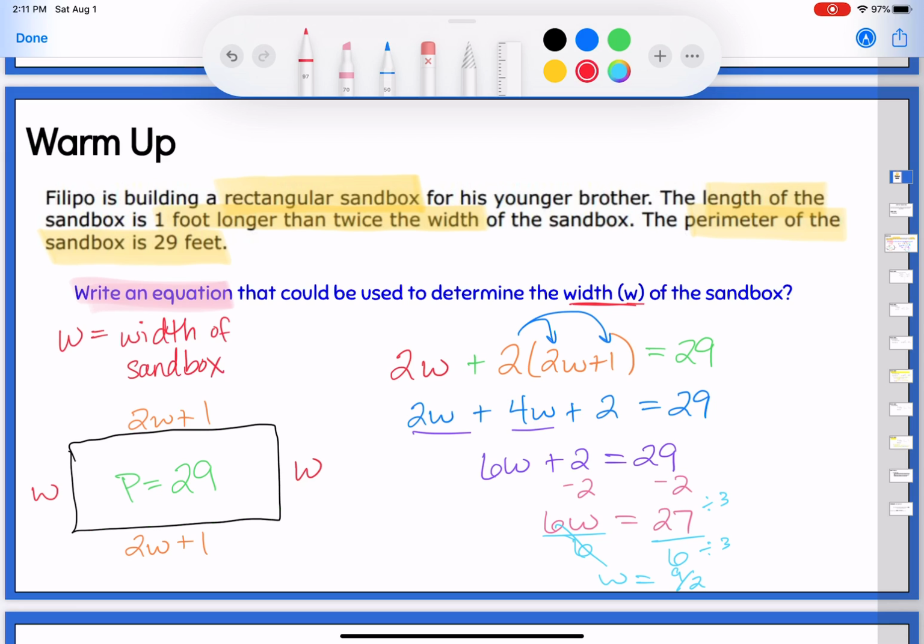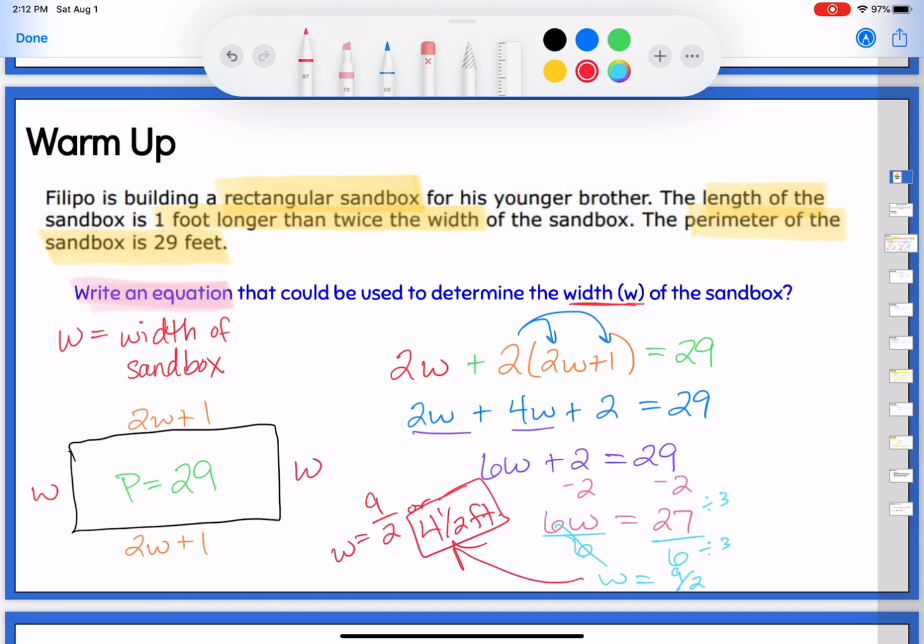Width equals 9 over 2 feet. But since we are talking feet, W equals 9 over 2. Maybe I want to use a mixed number here just because we're talking feet, right? It might help us out a little bit. So that would really be 4.5 feet.